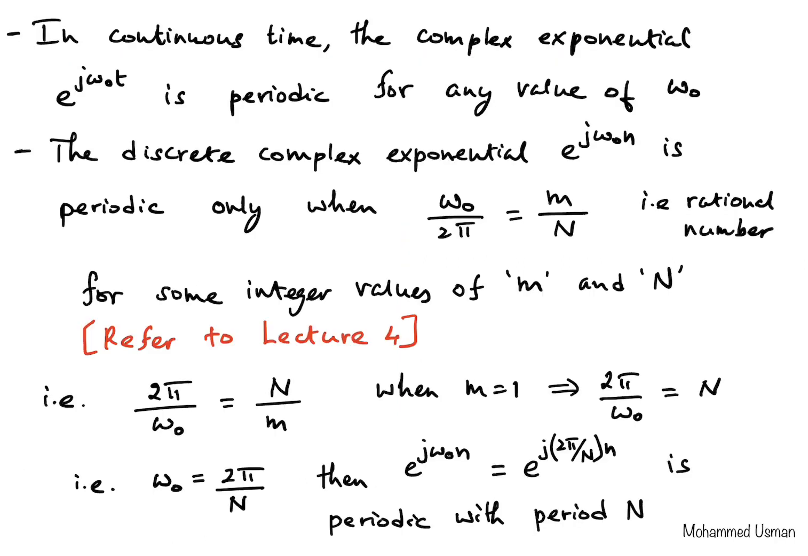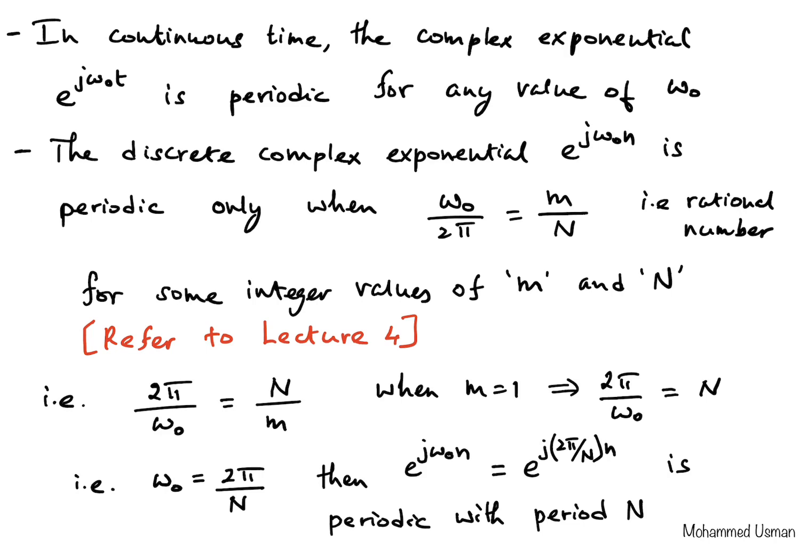So what is that condition? The condition is that omega naught should satisfy this relationship, that omega naught by 2 pi should be a rational number. That means it should be a ratio of two integers. So m is an integer and capital N is also an integer, which is the fundamental period of the signal. Again, this is something that we have discussed in lecture 4, so you can refer to lecture 4 to get more details on this. So only when omega naught satisfies this condition is the discrete complex exponential going to be periodic. Otherwise it will not be periodic.